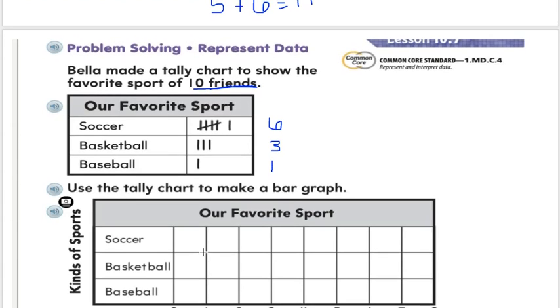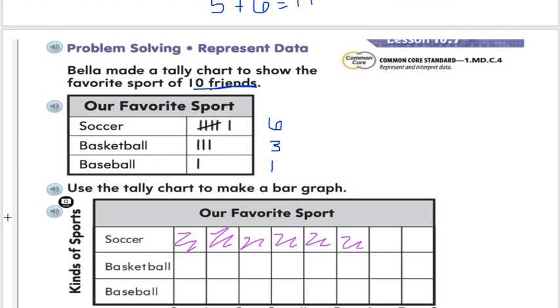Now I want to fill in my bar graph. It's super simple because I already have the tally chart and I already looked at the tallies and said, okay, this represents 6 soccer, this represents 3 basketball, and this represents 1 baseball. So now it's going to be a lot simpler to fill in our bar graph. Here we go. For soccer, we have 6. 1, 2, 3, 4, 5, and 6. Good job.